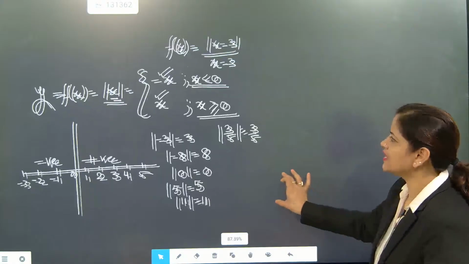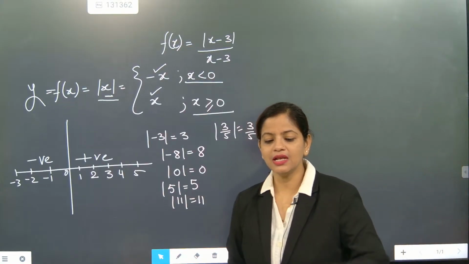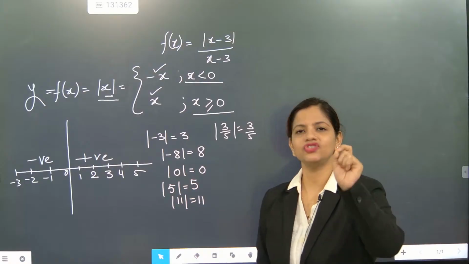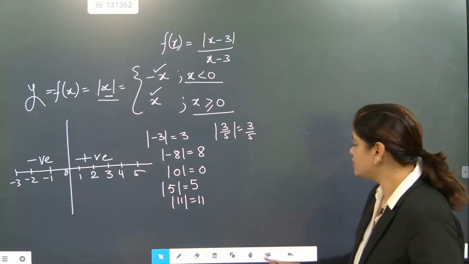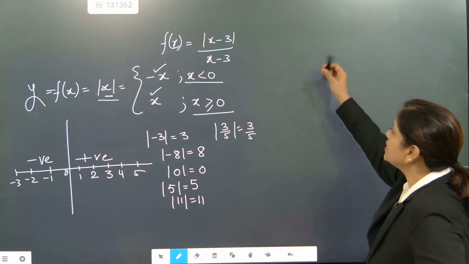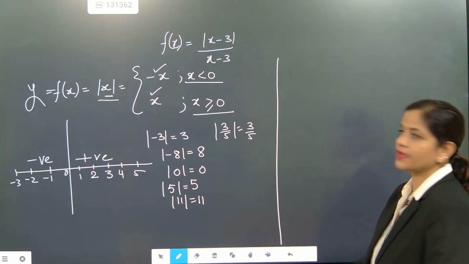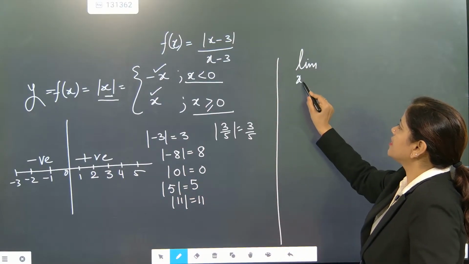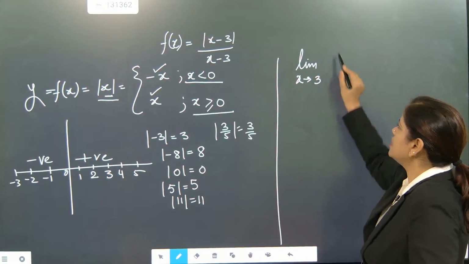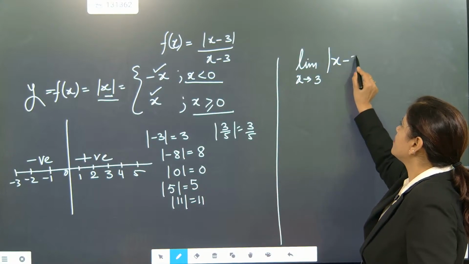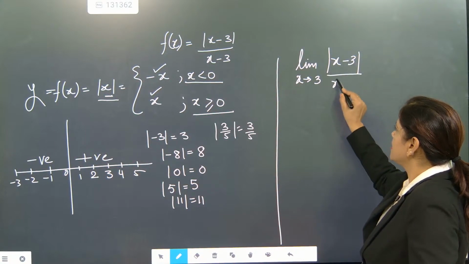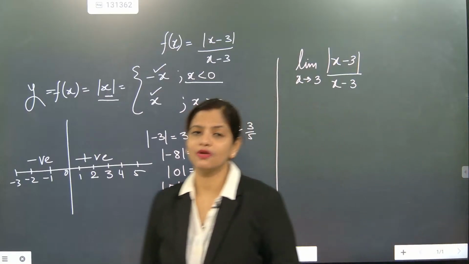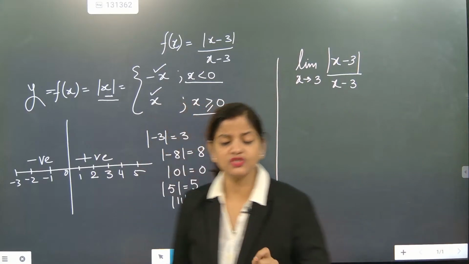So one question is there. We need to check the left hand limit and right hand limit. Just as a checkpoint I am giving you. We will solve this question also in coming time to check continuity. So now one question is there. Limit x tends to 3 of modulus of x minus 3 by x minus 3. How to solve this question? First one.